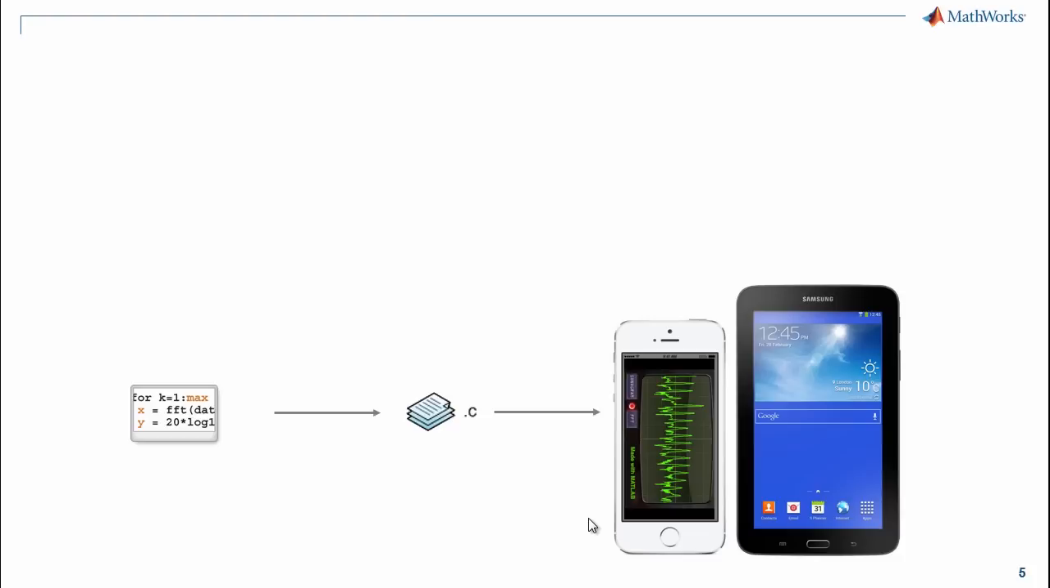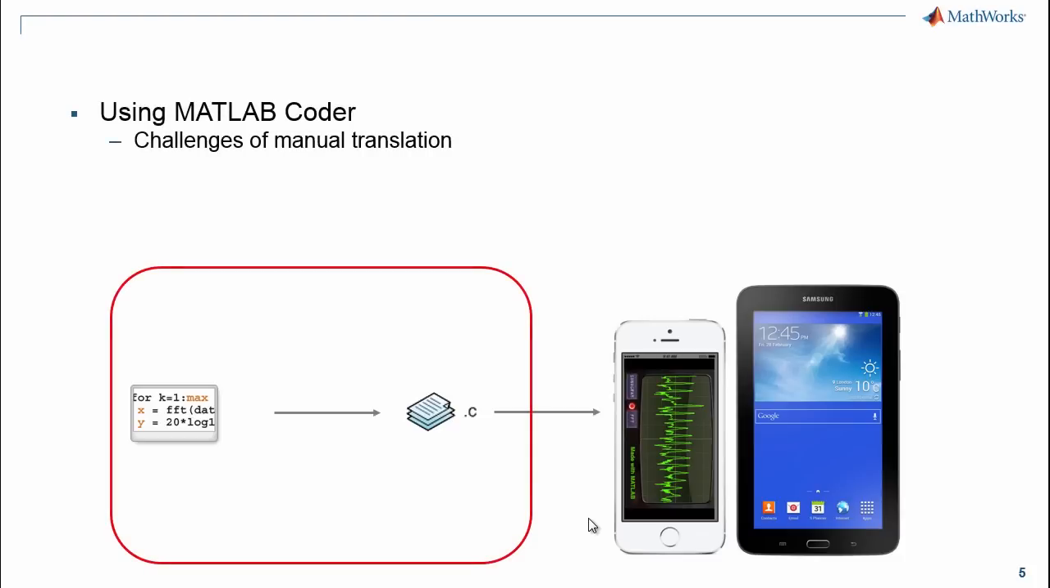So for the rest of the presentation, I'm going to break it down into two sections. In the first part, I'm going to show the basics of generating C code from your MATLAB algorithms using MATLAB Coder. So we're going to take a look at the challenges of manually translating MATLAB to C. But because of time constraints, we won't get into the recommended three-step workflow for automatically generating C code.